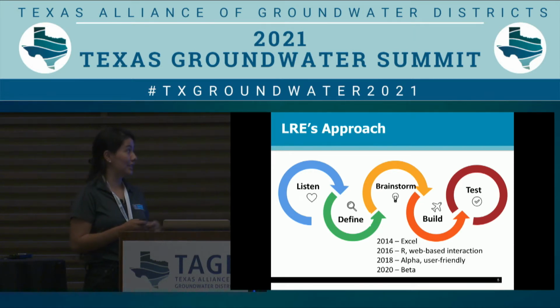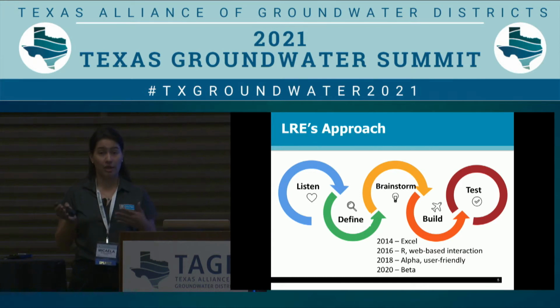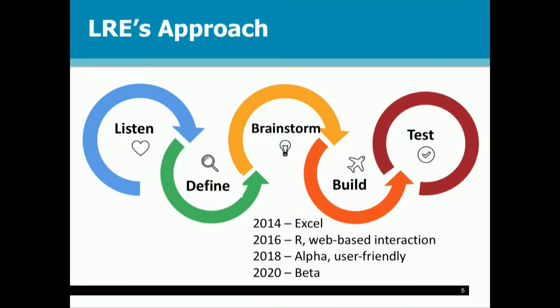It started out as an Excel sheet with water level measurements. By 2016, it was written in R programming and had a web-based interaction. In 2018, the prior consultants developed the alpha version, which included some user-friendly elements, so the user is able to explore the data a little bit more. And finally, I came along in 2020 to help develop the beta version, which included some enhancements in order to bring it to the place it's now.